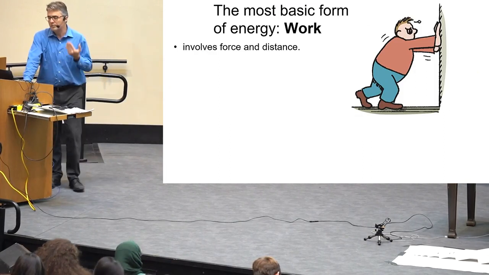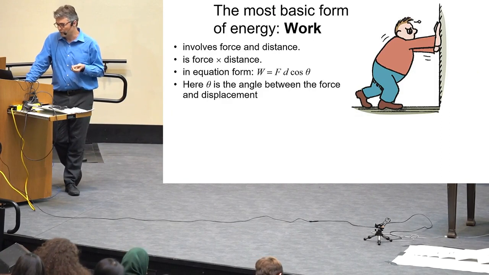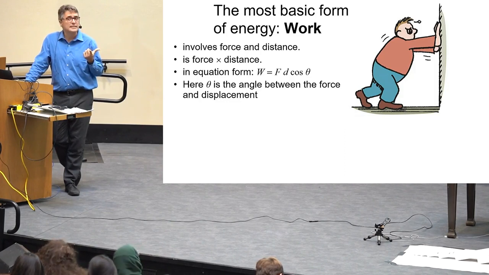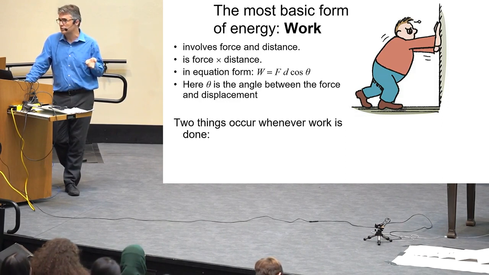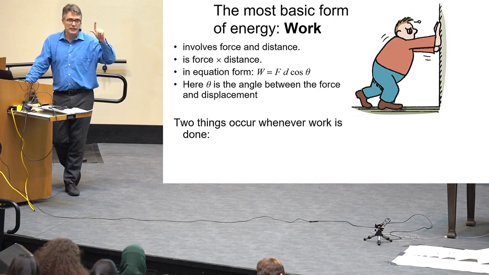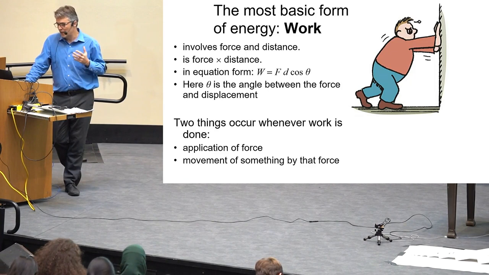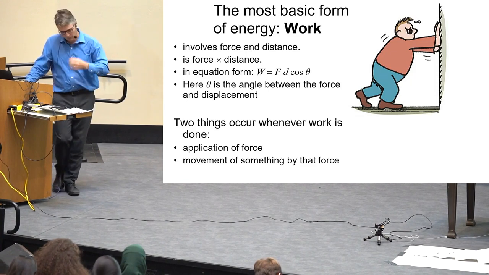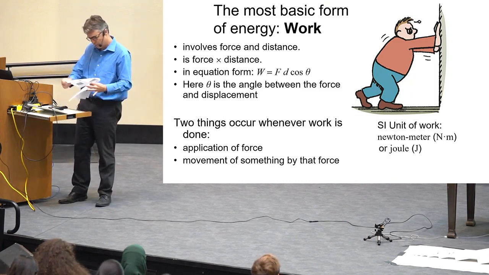So where did the energy come from? It comes from work. Work involves force times distance, and there's an equation for it. F is the force, D is the displacement. These are both vectors, so theta is the angle between those two vectors. If you were to connect the vectors tail to tail, you would be able to measure an angle between them. So you always have to apply a force and move something to do work on a system. And it turns out that newtons times meter also equals joules.